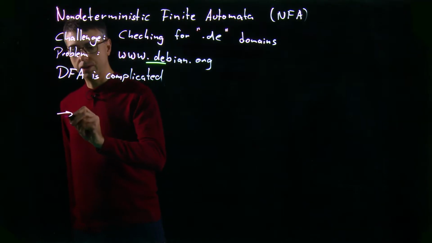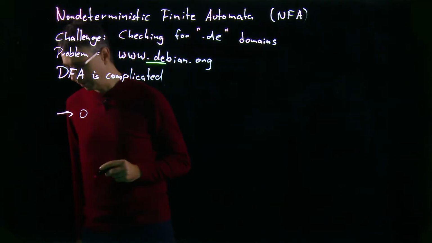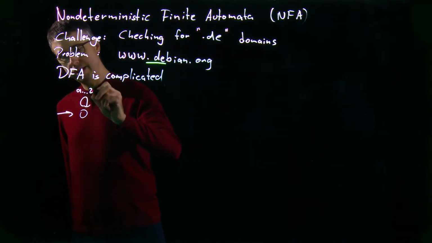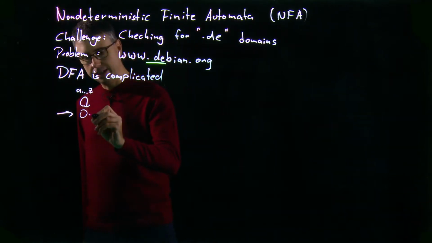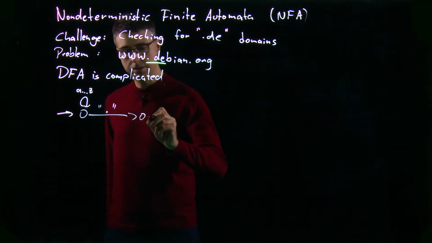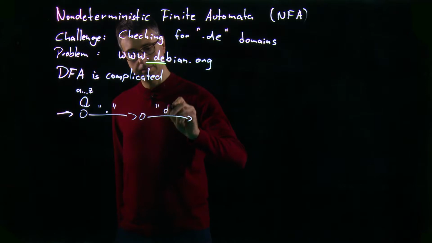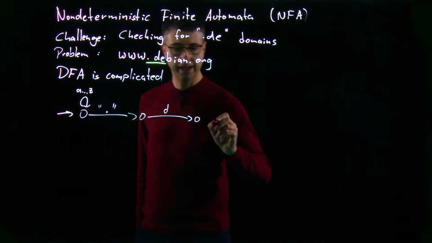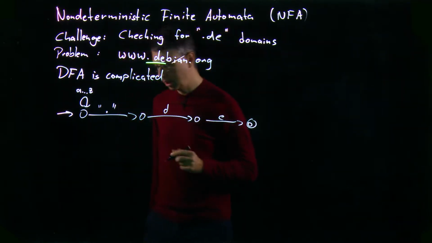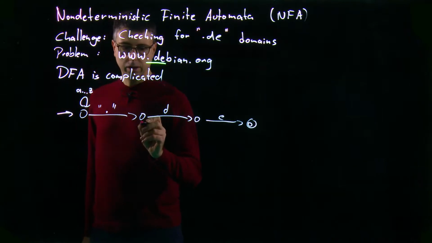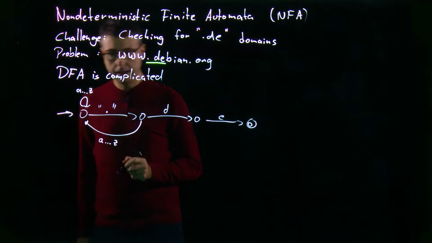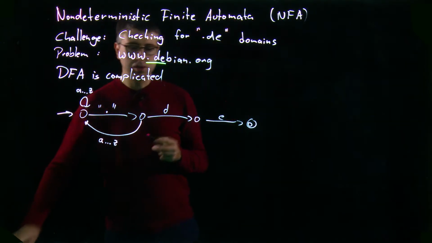If we were allowed to guess, we could just do something like this. We have an initial state, and then we have letters A to Z. And if we see a dot, we change state. If we see a D, we change state again. And if we see an E, and stop here, then we would be accepting. After the dot, we could go back with A to Z. So actually, this automaton is able to guess.